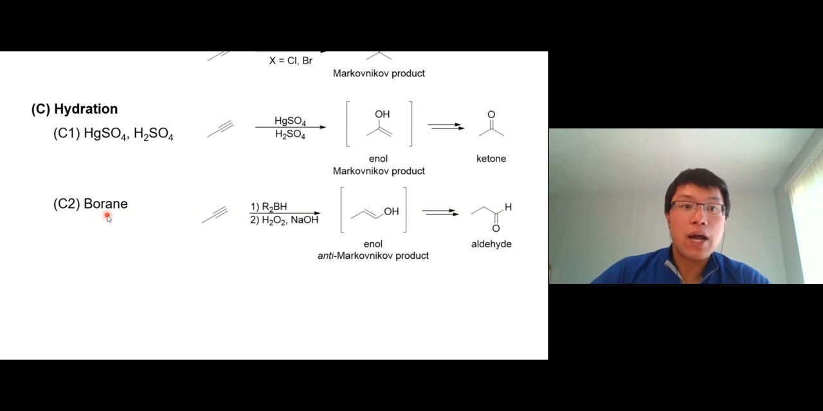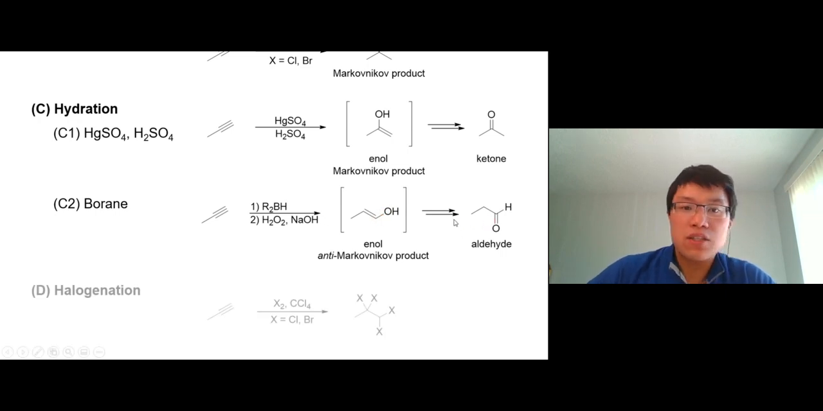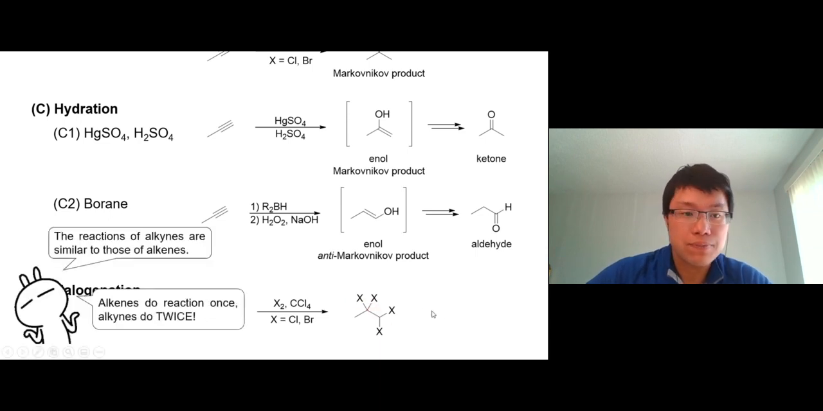For anti-Markovnikov, use borane, just like in alkene. Add borane and then the oxidation. See that? We go hydroboration, then the oxidation, so we remove borane with peroxide, right? And the OH goes to the less substituted carbon and becomes an aldehyde later. Okay, so it's similar to alkene, really similar. So halogenation in alkene adds once, alkyne adds twice. So this is anti-addition. Remember that in alkene.